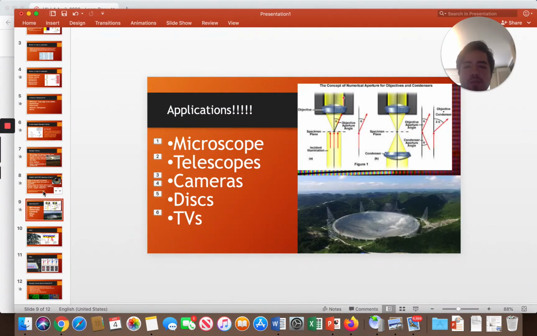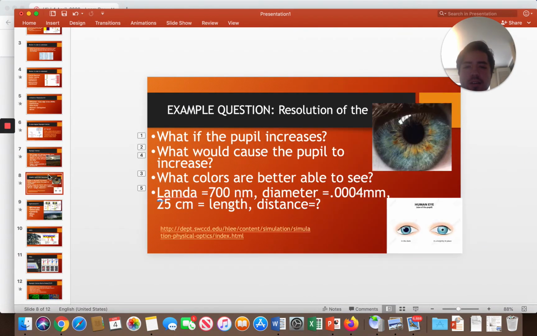We have here: what if the pupil increases? What would cause the pupil to increase, and what colors are better seen than others, right? Pupil increasing means the diameter of the pupil increases, and that would be caused by dark. Naturally our eyes dilate when it's dark, or in a fight or flight response. And so resolution would increase because diameter is inversely related to angle. And then we'll discuss why.